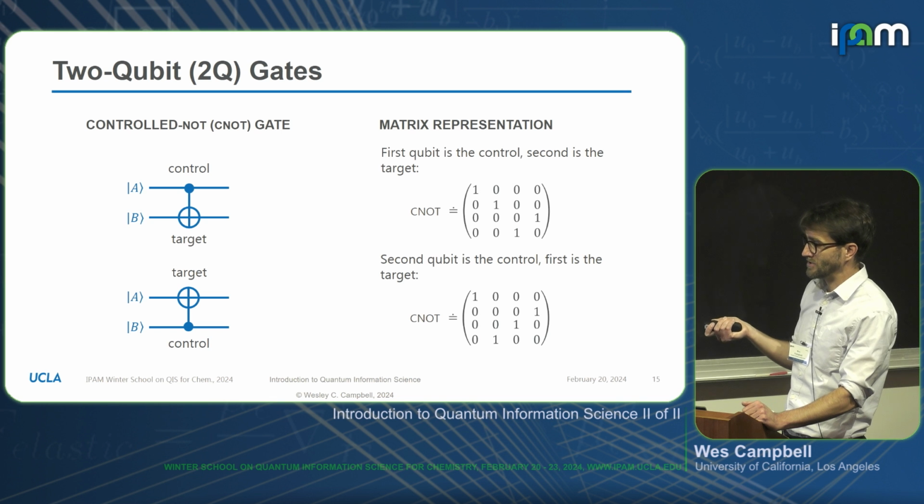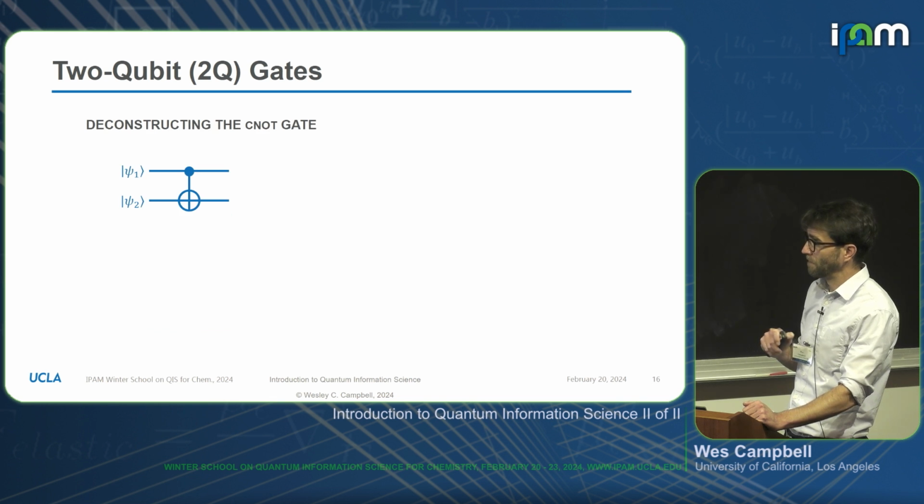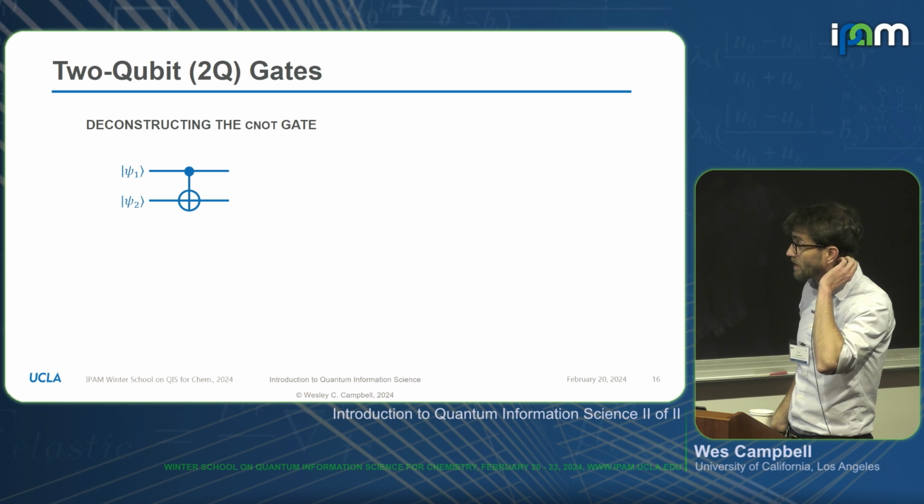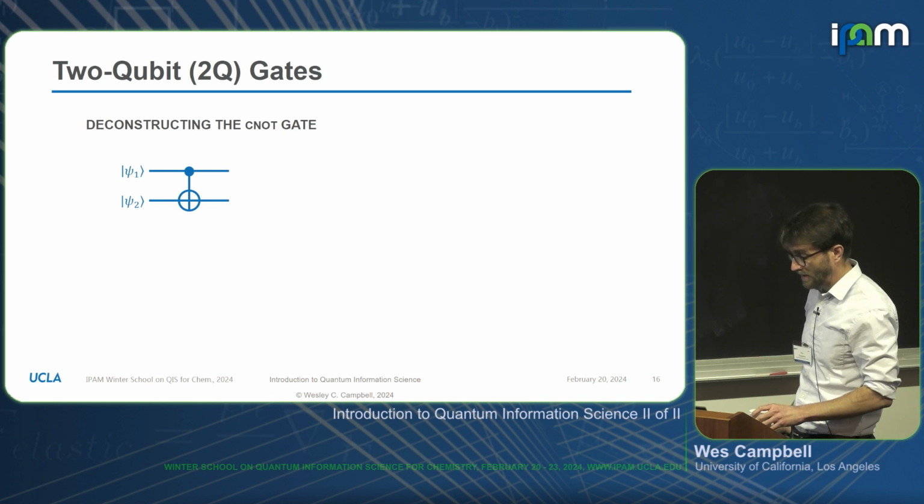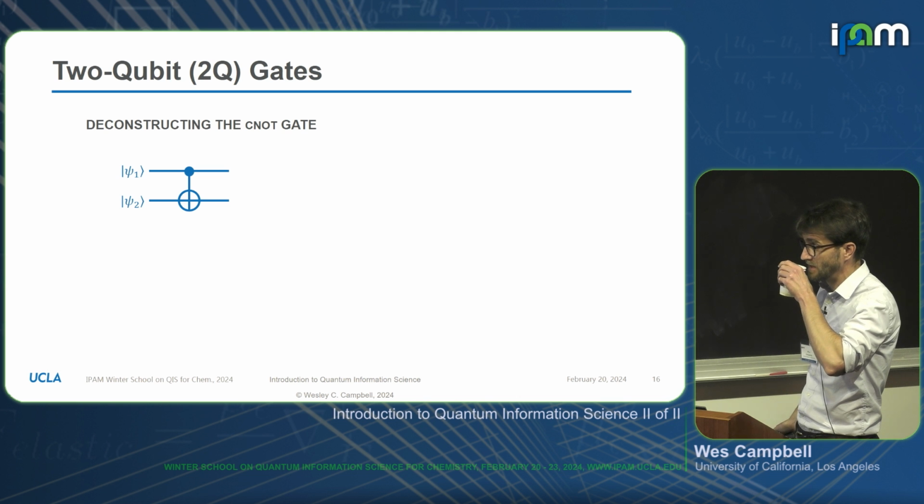But you guys know how to do this. You would just use Kronecker products to do this. All right, so we're going to go into this a little bit because I want you to understand what's going on here with the CNOT gate.